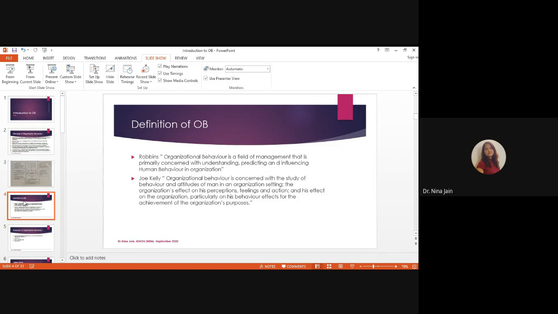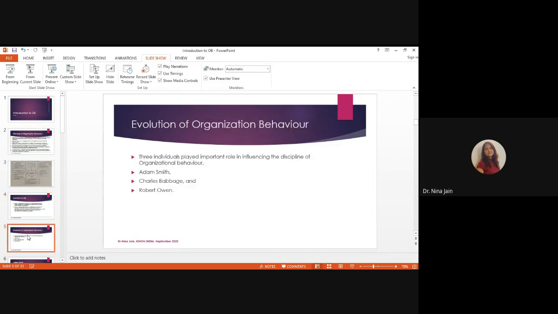So second, according to Joe Kelly, organizational behavior is concerned with the study of behavior and attitudes of man in an organization setting. The organization's effect on his perceptions, feelings, and action, and his effect on the organization, particularly on his behavior effects for the achievement of the organization's purposes. Anything you cannot understand in this, I think it is very clear from what we have discussed previously, and these are the definitions. Clear, everybody, on the definition part? Okay. Now let's move to evolution of organizational behavior.